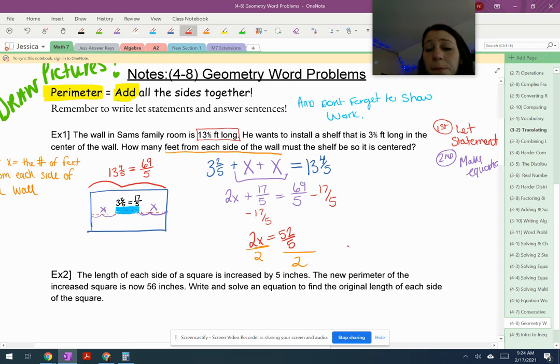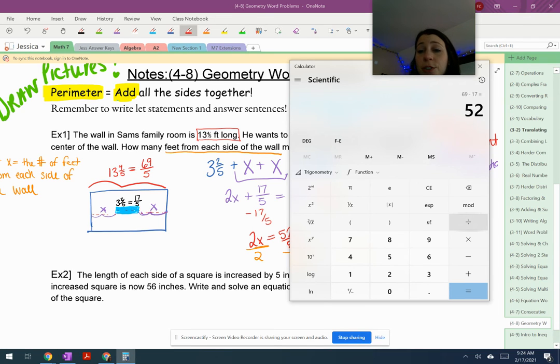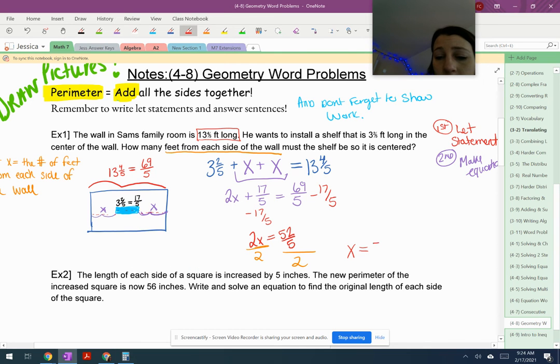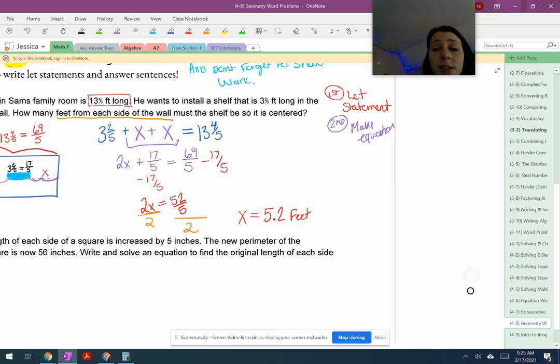Last but not least, get rid of the 2 that's being multiplied by x by dividing both sides by 2. And that leaves us off with an answer of, so I have to do 52 divided by 5 and then divide that by 2. So 52 divided by 5 and then divided by 2 to get 5.2 feet.